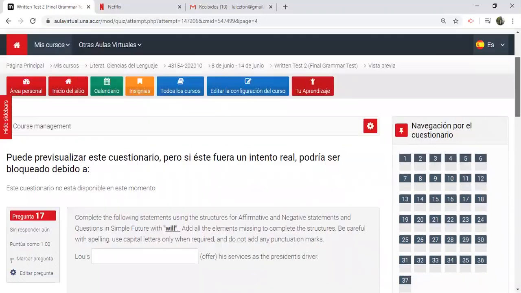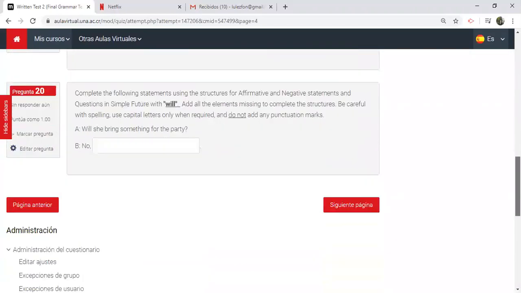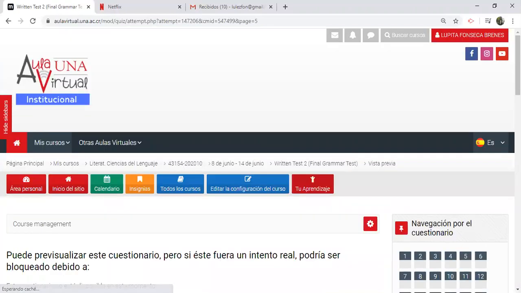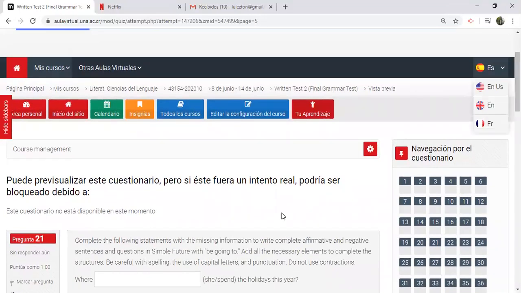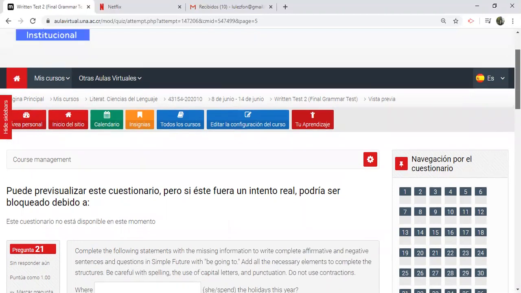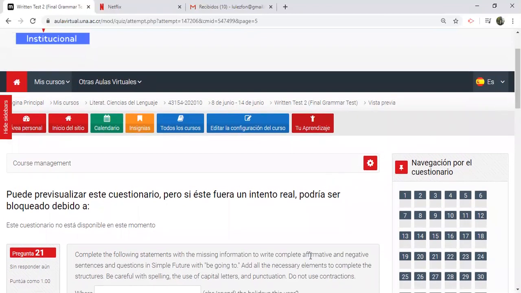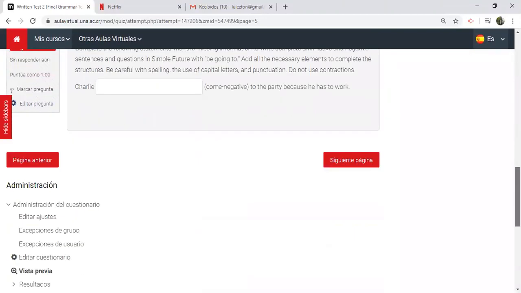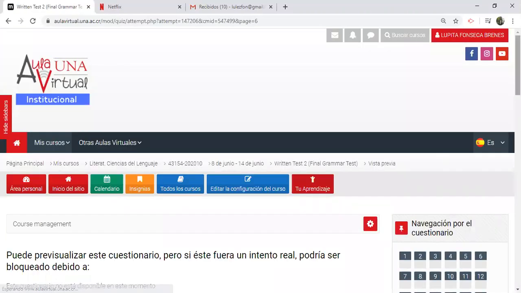So these are the instructions for this topic, but the next topic may have different instructions. For example, this is future with be going to. Be careful with spelling, the use of capital letters, and punctuation. Do not use contractions. You see? So each topic has its specific instructions. So one more time, read the instructions before providing the answers. Okay? And let me move forward.